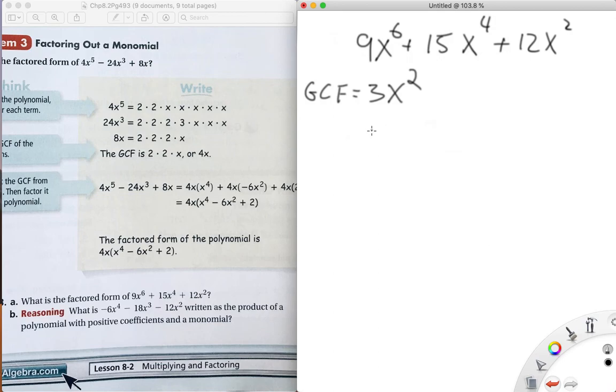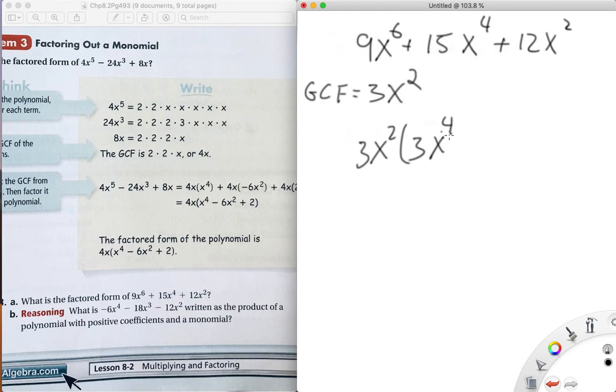So when I factor this out, in my mind, I divide. So I have my 3x squared. I know that 9 divided by 3 is 3. So this is going to be 3. X to the 6 divided by x squared is x to the 4. Remember, I just subtract the exponents.